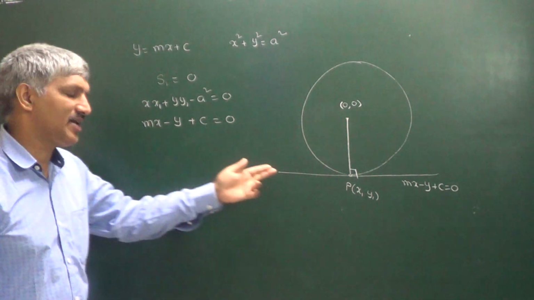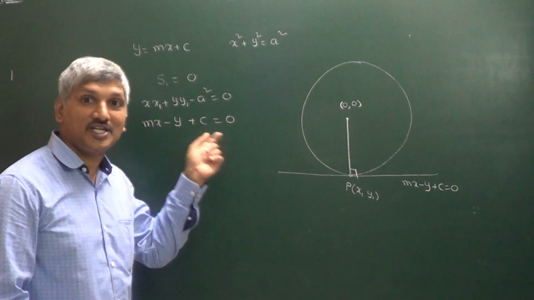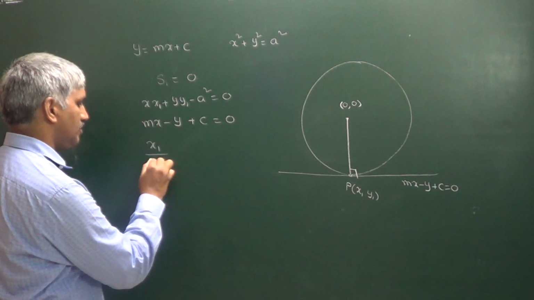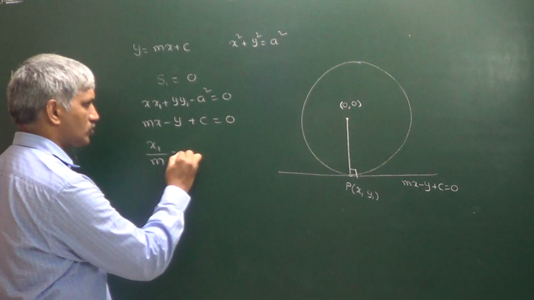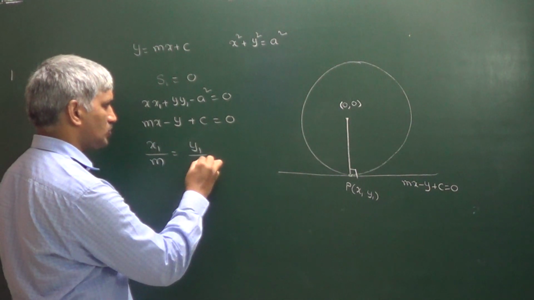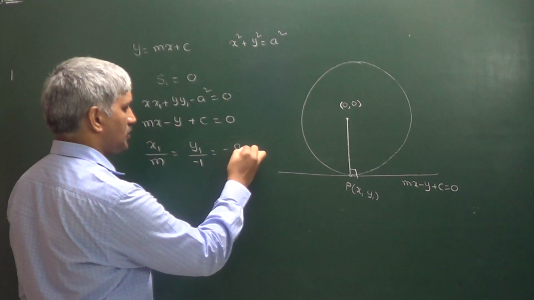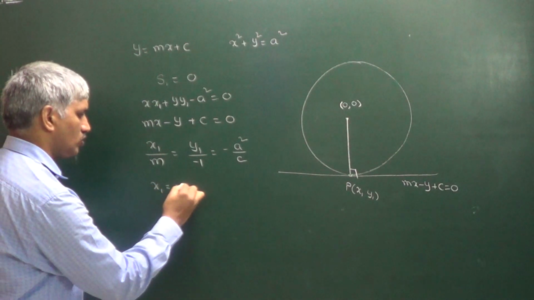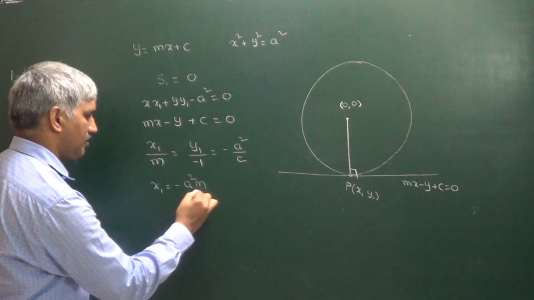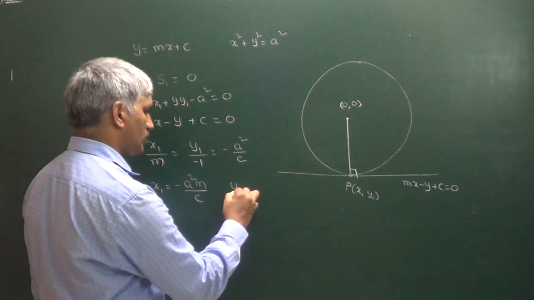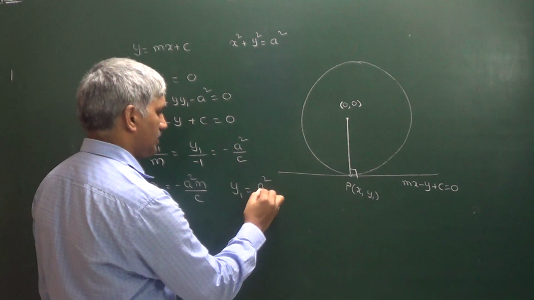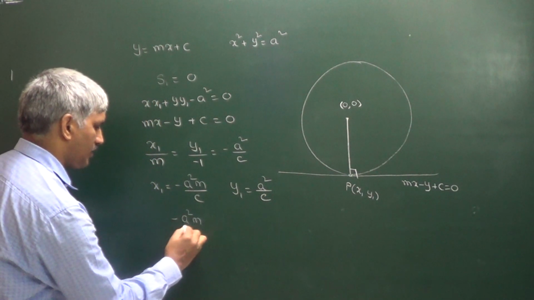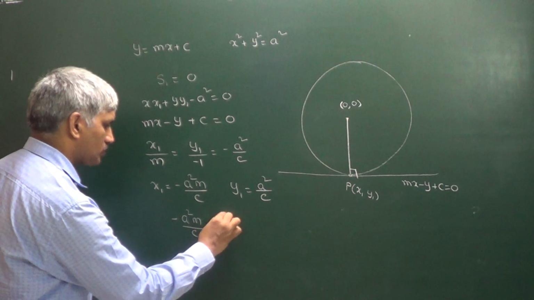Both equations represent the same line. Compare. On comparison you will get x1 divided by m is equal to y1 divided by minus 1 is equal to minus a square divided by c. So from this we are getting x1 is equal to minus a square m divided by c and y1 is equal to a square divided by c. So the point of contact we got is minus a square m divided by c comma a square by c.